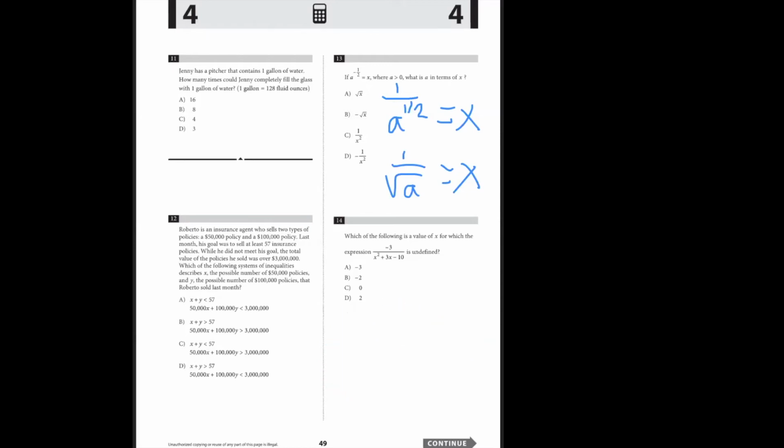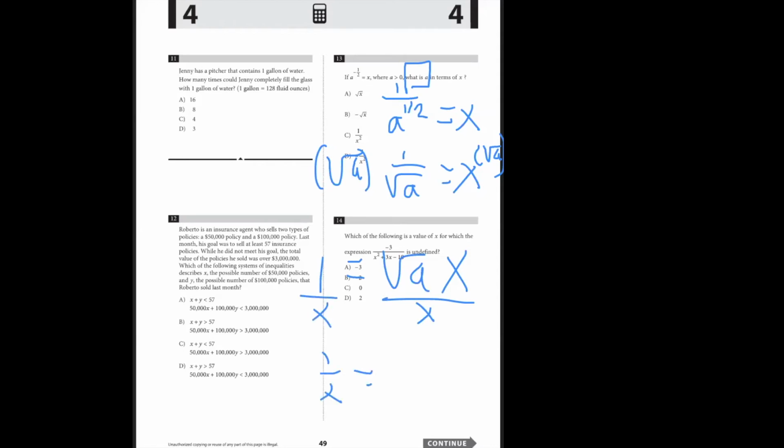Now, the next thing I would do is move the radical a to the other side, because whenever there's a variable in the denominator, it just makes things very ugly. So I'm going to multiply both sides, and when you do that, you get radical a times x. Now we're going to be solving for a, because it's saying what is a in terms of x. So how do we do that? We have to move the x to the other side. So you end up getting 1 over x is equal to radical a.